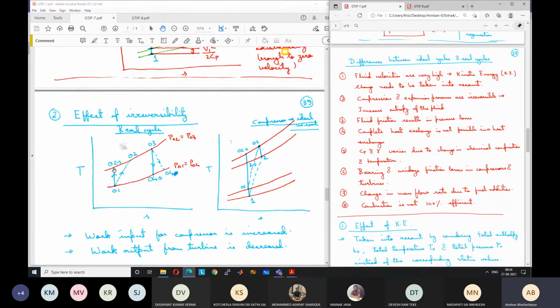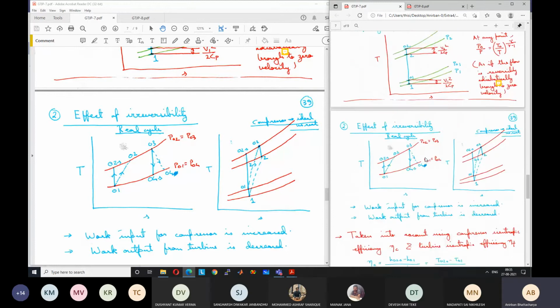ideal point. Ideally, the outlet would have been at 0,2s, but in real life now, the outlet is at 0,2. Immediately you can see what is the difference because of this. The work that was required for running the compressor was Cp into T02s minus T01. And now the compressor work is Cp into T02 minus T01, right?